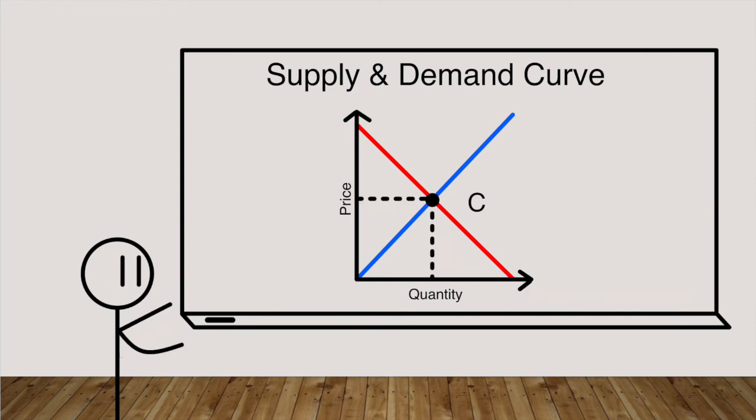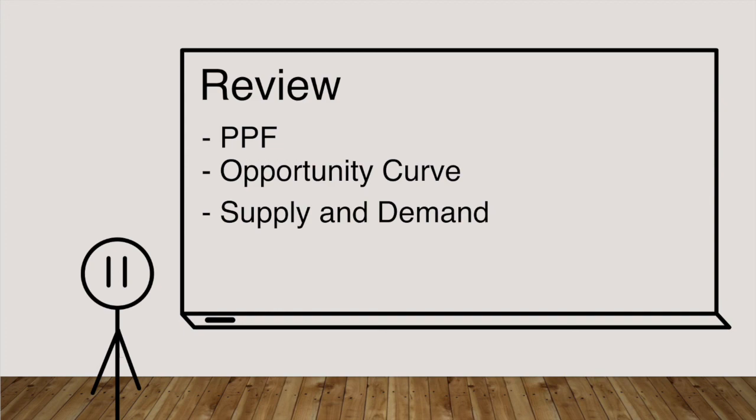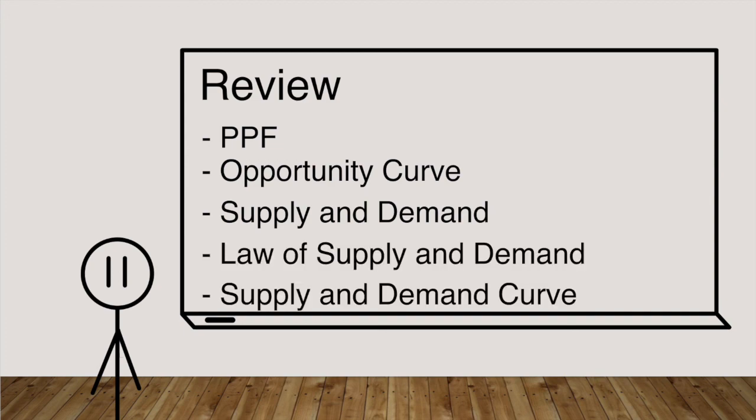After lesson 2, where we talk about GDP and a lot of stuff related to it, we will come back to the idea of aggregate demand and supply. There we will do more complicated stuff with this graph, so it should be interesting. Either way, today's lesson is finished. Let's review. We covered the production possibilities curve, opportunity cost, supply and demand, the law of supply and demand, and the supply and demand curve.